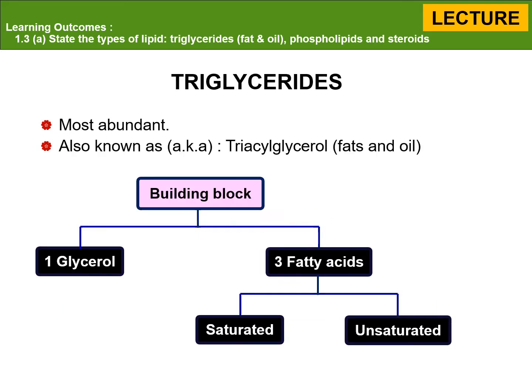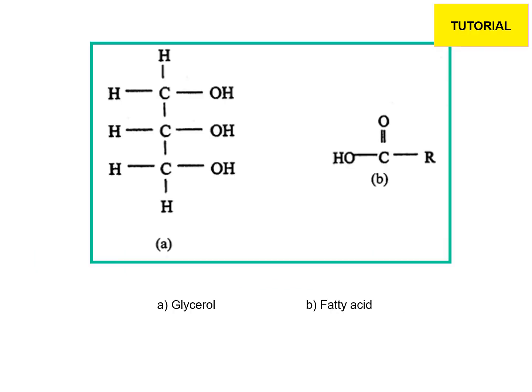Triglycerides are most abundant, meaning plenty of them. They are also known as triacylglycerol, that is fats and oil. The building block or the basic unit of triglycerides consists of one molecule of glycerol combined with 3 molecules of fatty acids. Fatty acids can be classified into saturated and unsaturated fatty acids.